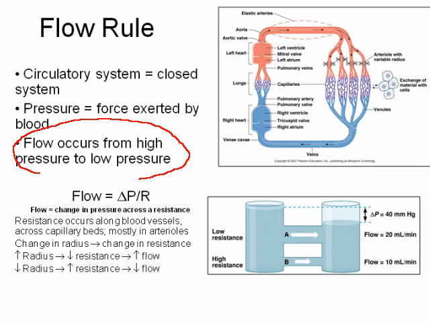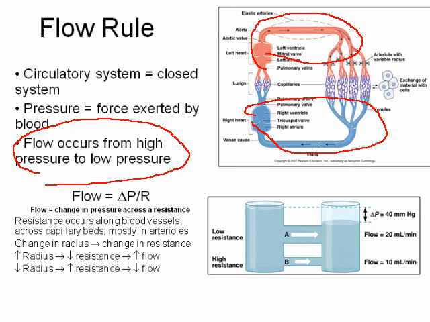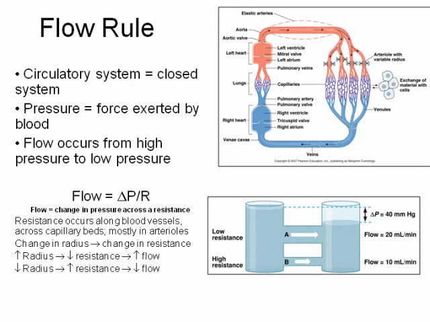It's pretty much common sense that the flow occurs from regions of high pressure, that is the arterial side of the system, to regions of low pressure, that is the venous side of the cardiovascular system. Flow equals the change in pressure divided by the change in resistance.